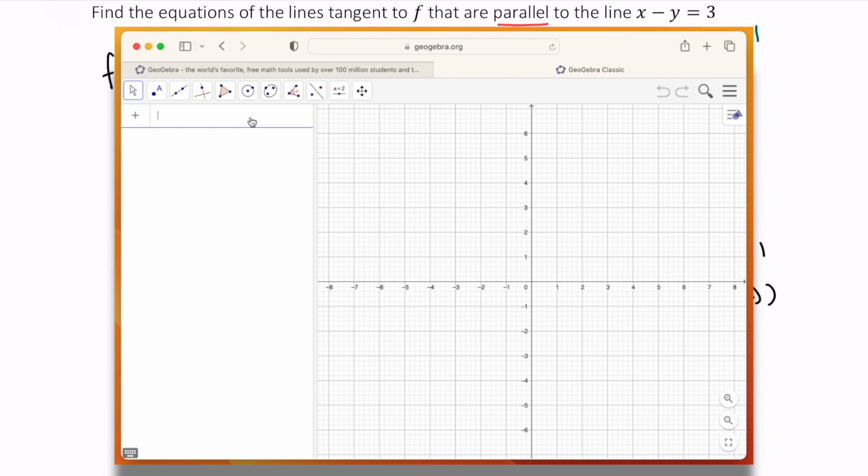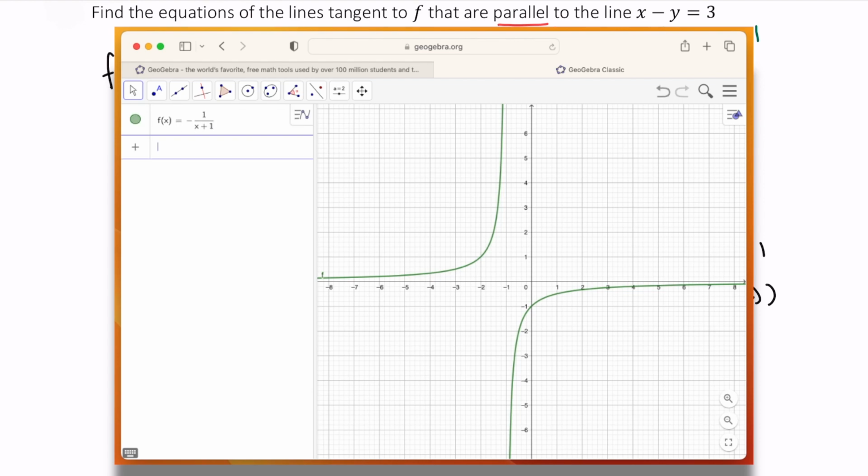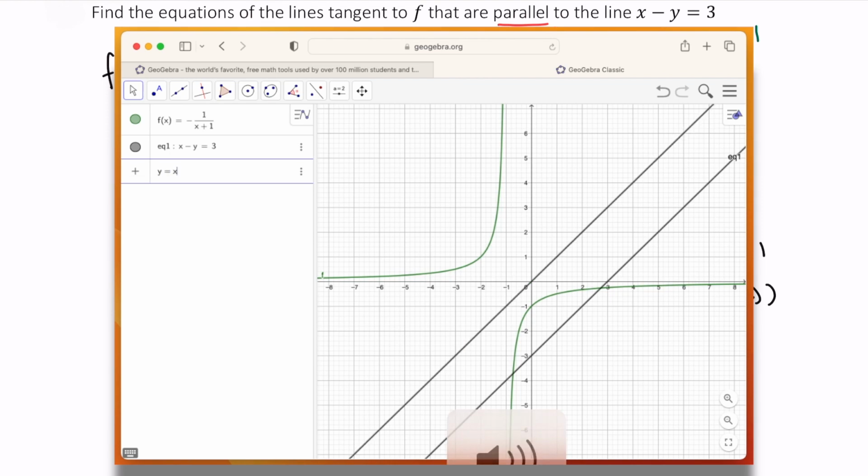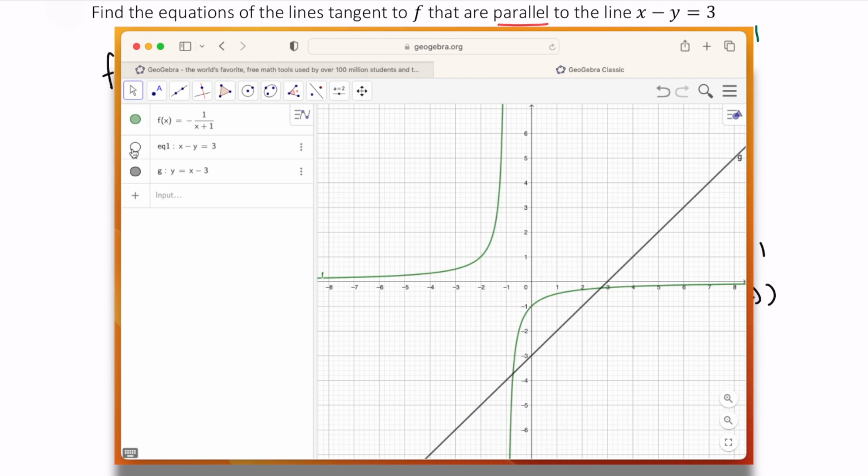And let's go ahead and type in f of x. Well, f of x is equal to negative 1 over (x plus 1). There it is. And now we were interested in tangent lines parallel to x minus y equals 3, which we rewrote also as y equals x minus 3. So let's type that one in, y equals x minus 3. And as you can see, they're the same line. You can hide them and show them. They're the same line. So I'll leave this one out.